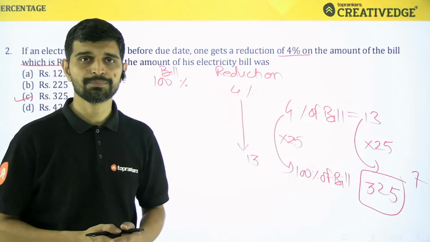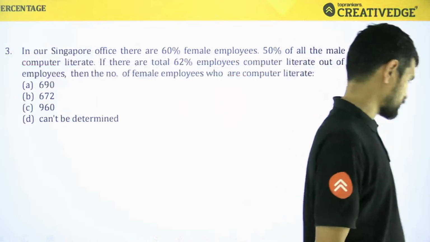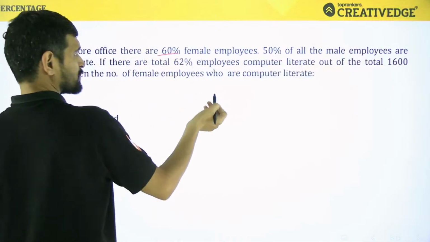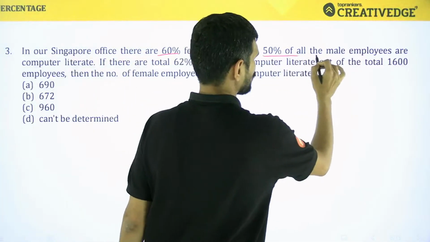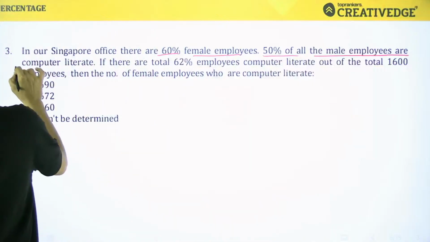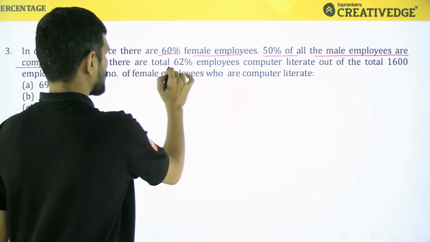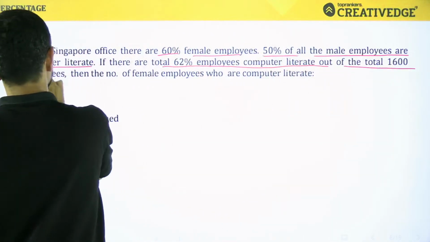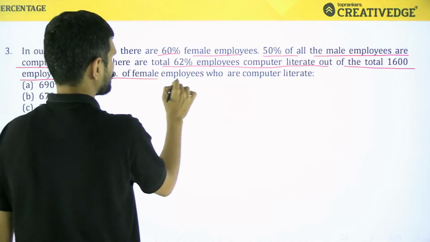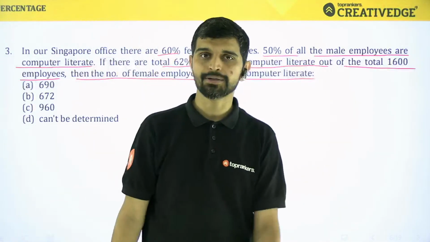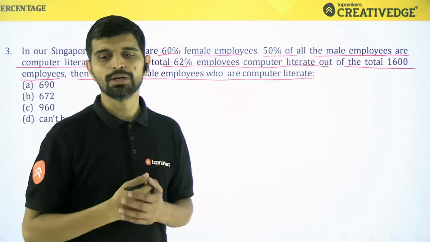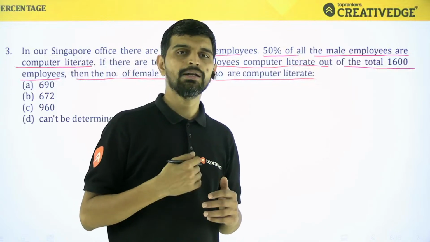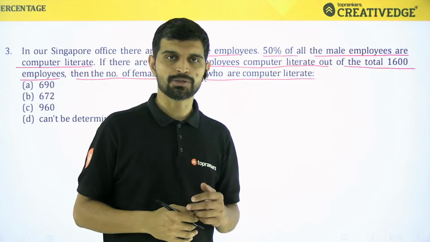All right, everyone. Let's move to the next question. In our Singapore office, there are 60% female employees, and 50% of all the male employees are computer literate. If there are a total of 62% employees computer literate out of the total 1,600 employees, then find the number of female employees who are computer literate. Let's break down the question into smaller components and try to structure the information.